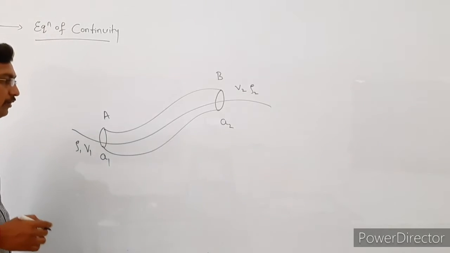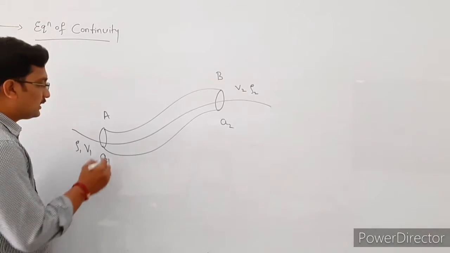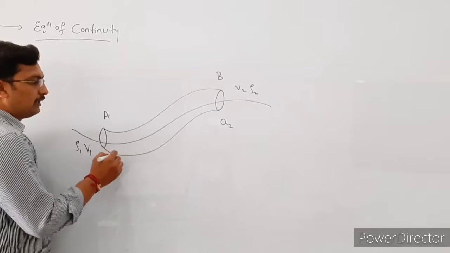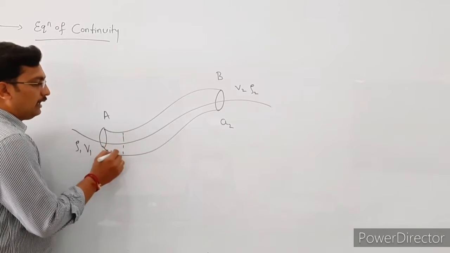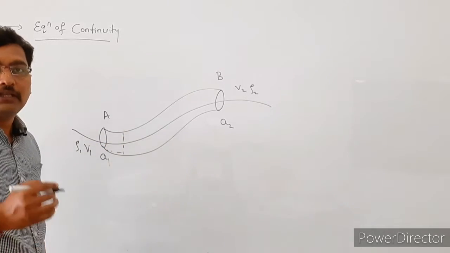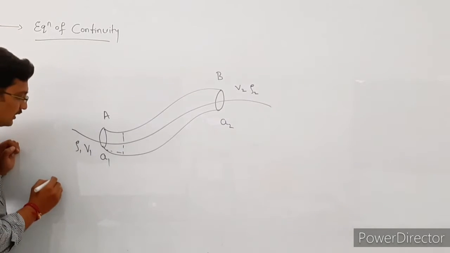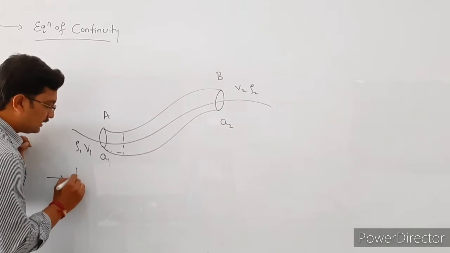Okay. First, we are going to find out the distance traveled by the fluid at point A in a very small time interval, that is del t.